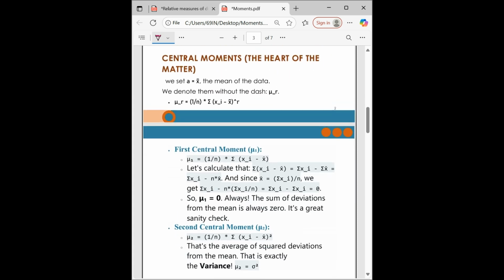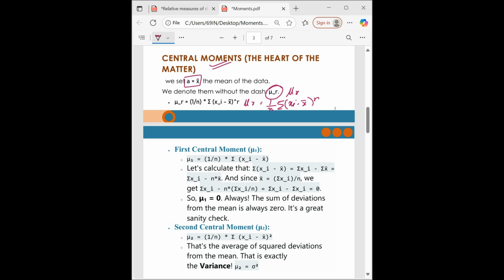Now coming to the next one. What if we don't care about the origin? What if we want to understand the data relative to its own center? For that, we set A is equal to x bar, the mean of the data. This gives the most important type, central moments. We denote them without the dash, mu r only. What is the formula? Mu r is equal to 1 by n summation (xi minus x bar) whole to the power r.